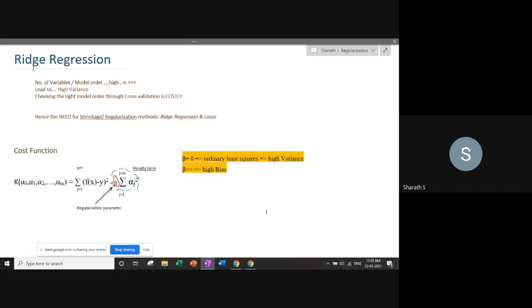So this is ridge regression. Basically, when the model order is high, what happens is that, as you saw yesterday in the bias variance trade-off, I think there is some small echo happening. Somebody has to mute, I suppose.